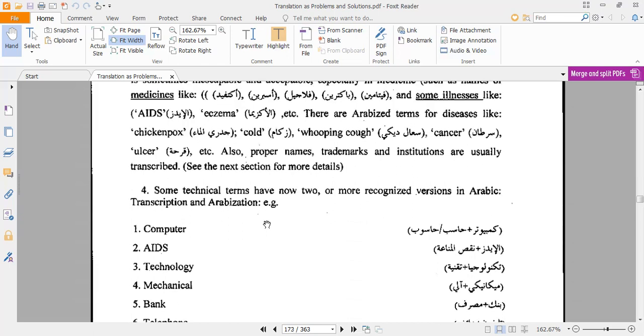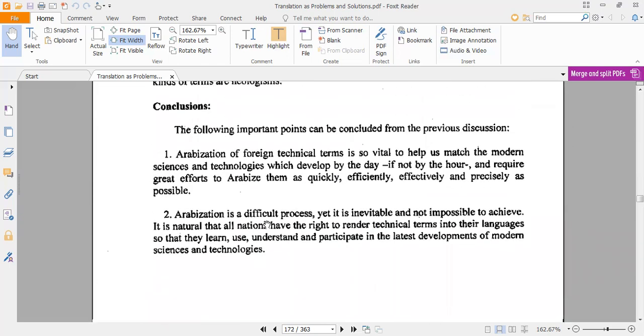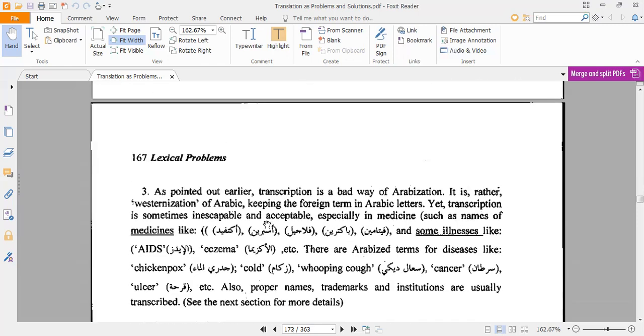Actually, as you see, conclusion, we have two main things: that Arabization as a way of rendering foreign technical terms is vital. We can't avoid this technique because, to some extent or in rendering some lexemes, maybe Arabization is the only technique that we have, so we can use it, but it is recommended to avoid transcription and naturalization as much as we can. Okay.